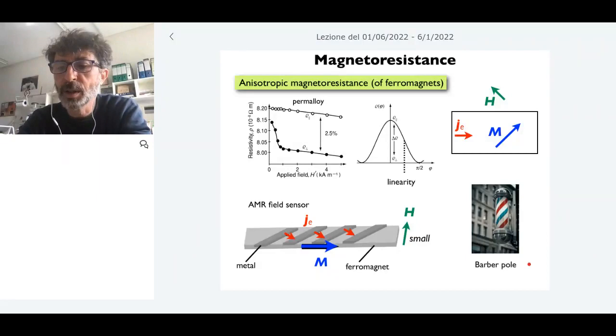Barber pole. Why barber pole? Because if you look at the sign of a barber, at least in the USA, but also probably still in Italy, we have something like this. You have these two colors and these, let's say, bars. So the idea was the following. If we want to have the magnetization oriented in one direction and the current at 45 degrees, you could devise a system like this.